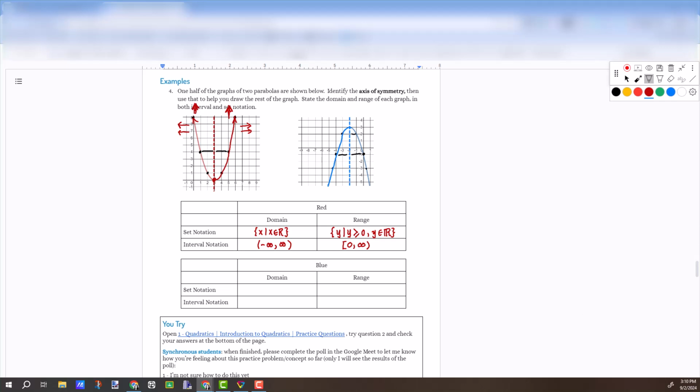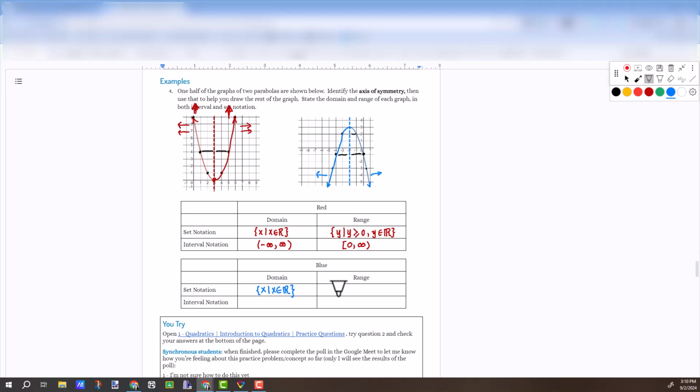Now let's look at the blue graph. Well, again, when we look at these endpoints here, it continues to fan out in the negative x direction. And on this side, it fans out in the positive x direction. So just like the first one, we're going to say x is a number, x is an element of the real number system. So x such that x is an element of the reals.